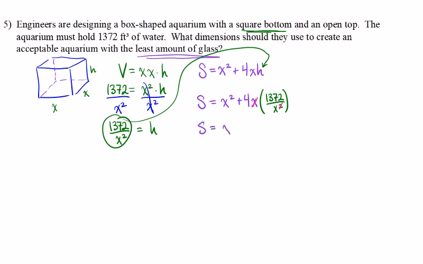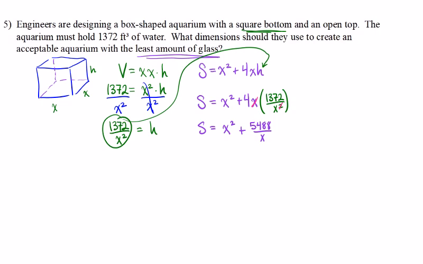S equals x squared, and then 4 multiplied by 1372 is, let's see, 5,488, and then we just have one x on the bottom now, right? All right, so that's our surface area formula in terms of x. And now, since we want to minimize it, we want to take the derivative and set it equal to 0, right? So that's what we're going to do next.